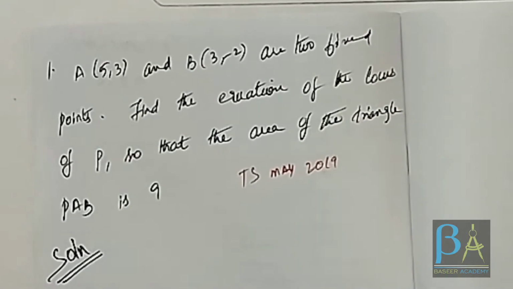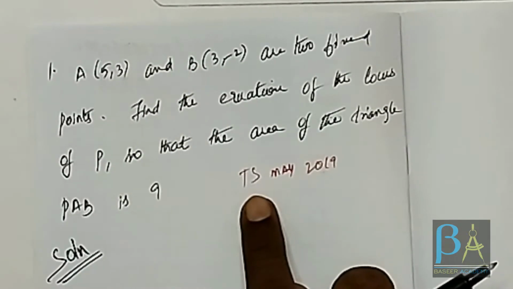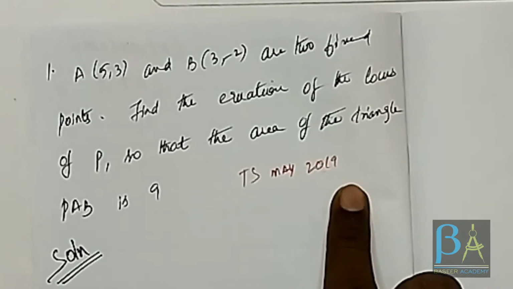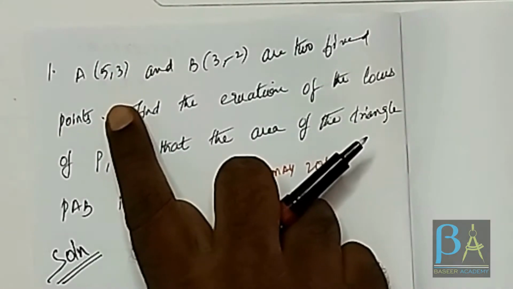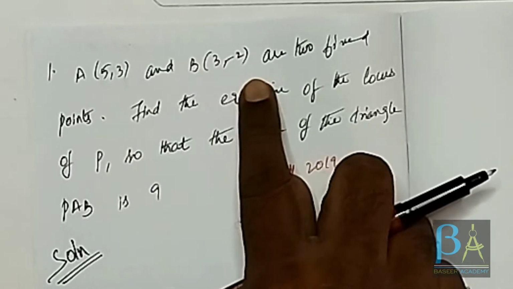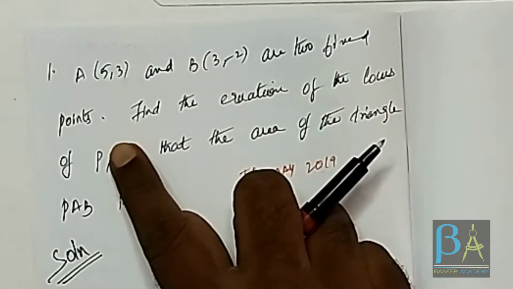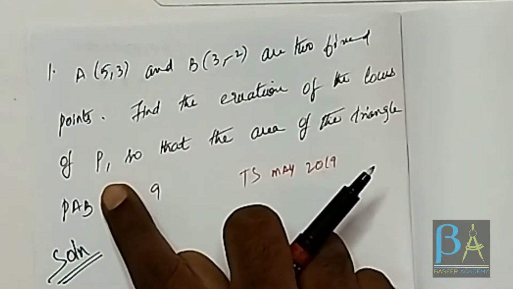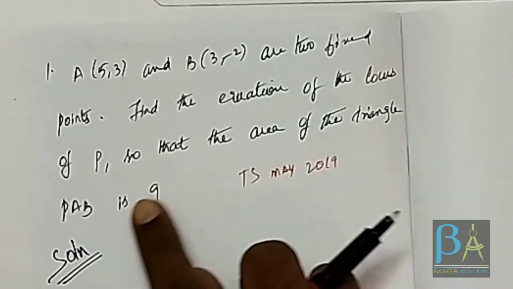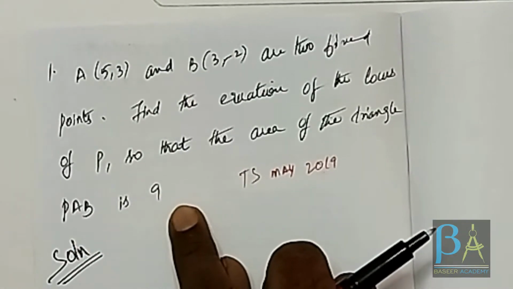Now, this is the question that was asked in the intermediate first year examination, Telangana State May 2019 question paper. It says, A (5, 3) and B (3, -2) are two fixed points. Find the equation of locus of P such that the area of the triangle PAB is 9.